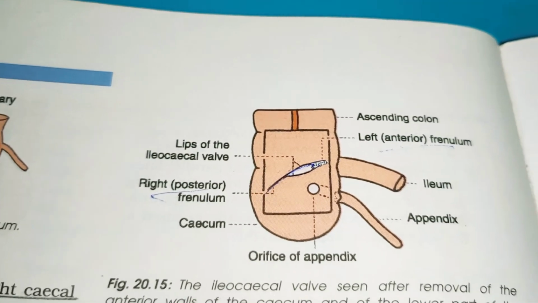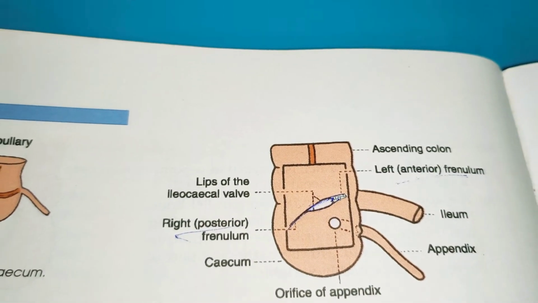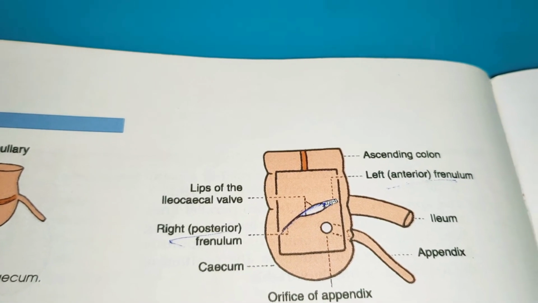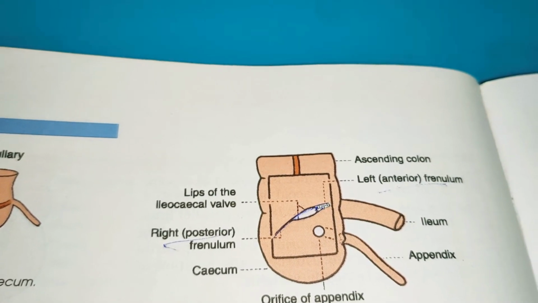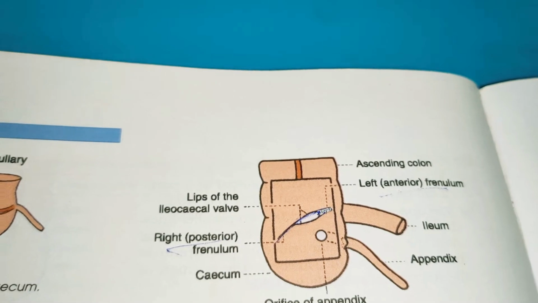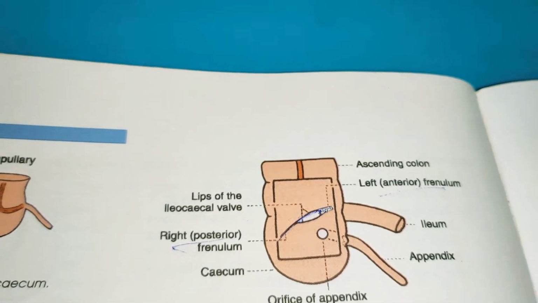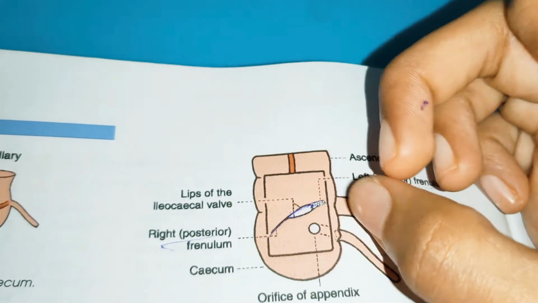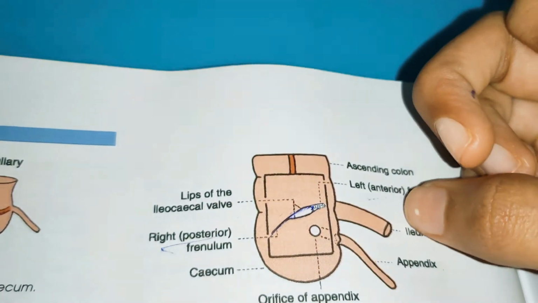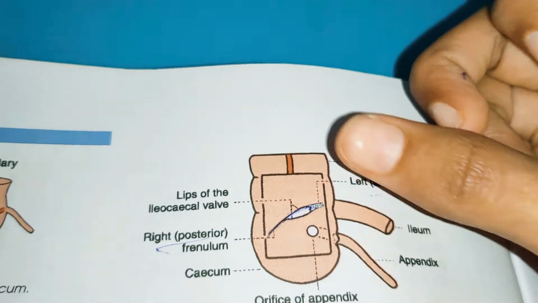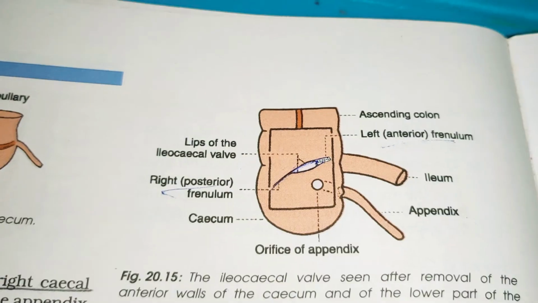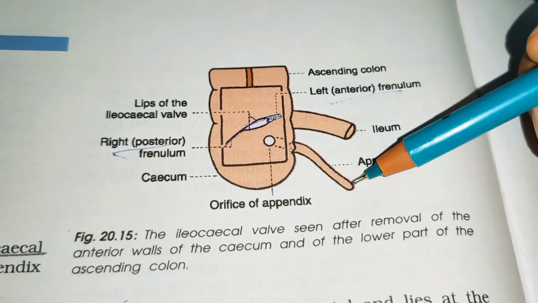Now let us see what is the use of this valve. This valve is actively closed by sympathetic nerves, which cause tonic contraction of the ileocecal sphincter, and it is mechanically closed whenever there is distension of the cecum. Whenever the cecum is full, it is closed so that it prevents backflow of food from the cecum to the ileum. So it is just like a gate between the ileum and cecum.